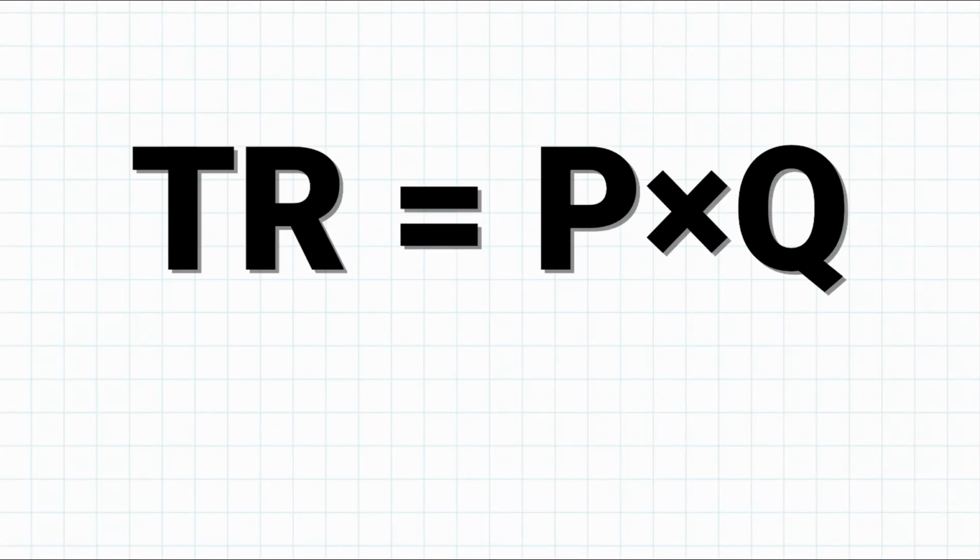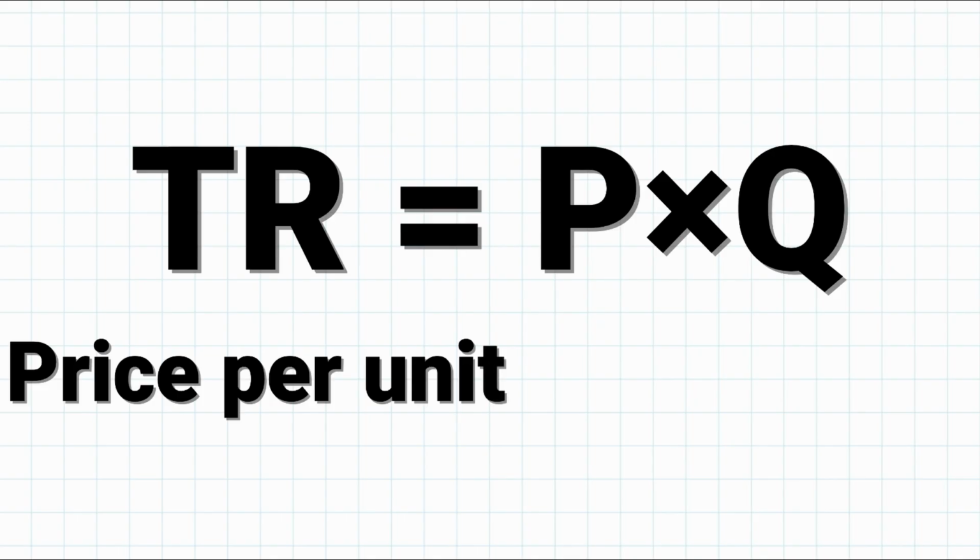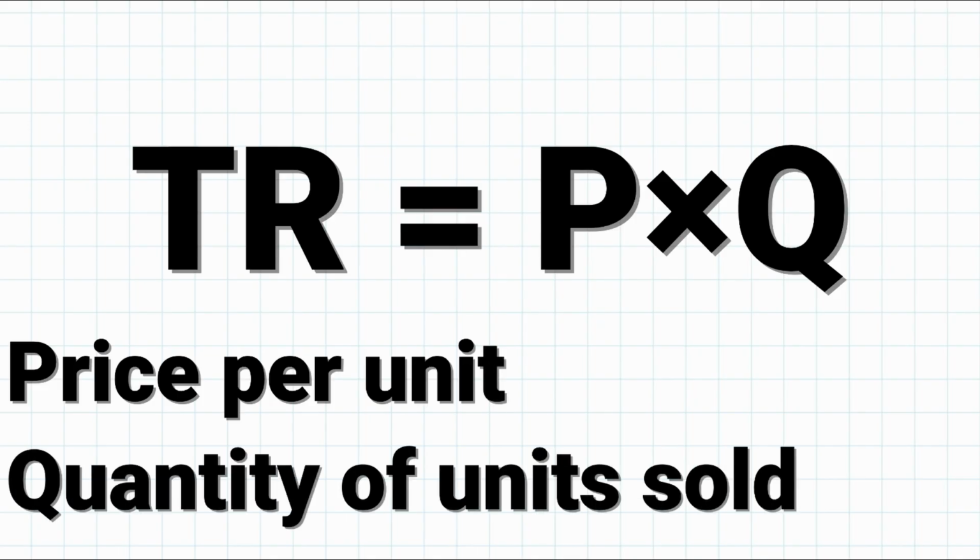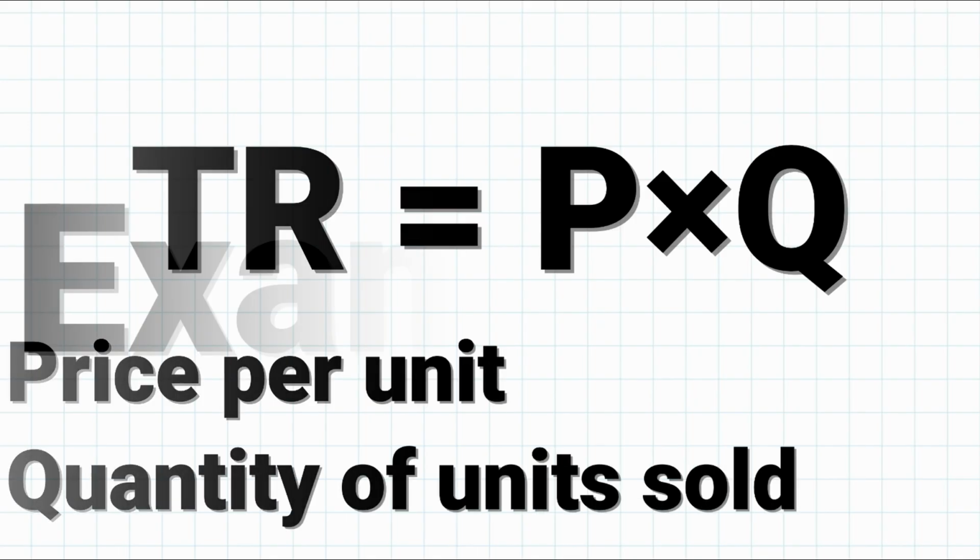So the formula for total revenue is actually very simple. Total revenue is equal to P times Q, where P is the price per unit and Q is the quantity of units sold. Now let's go over an example to make it super easy to understand.